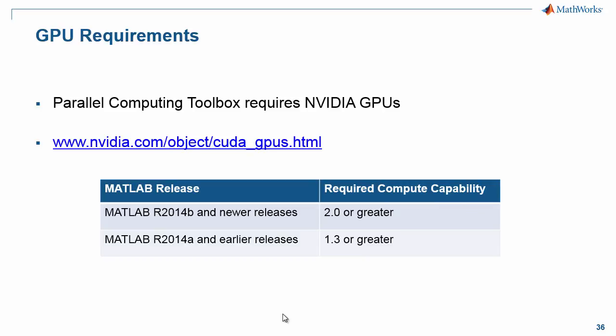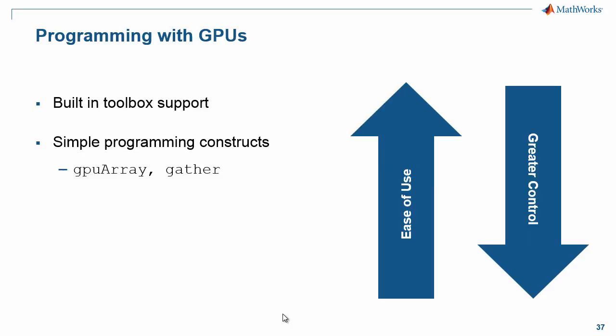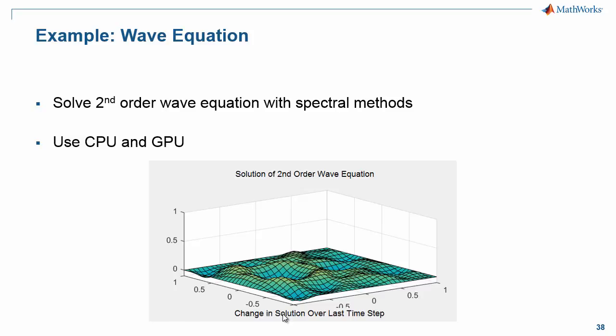The MATLAB Parallel Computing Toolbox supports NVIDIA GPUs with, as of R2014B, compute capability 2.0 or greater. You can go to the NVIDIA website to see what GPUs meet this if you're looking to spec out a GPU. Just like earlier, there's built-in toolbox support for GPUs, but the most common way to use them is through the GPU array interface. So we're going to solve the second-order wave equation using spectral methods, and we're going to do it with both a CPU and a GPU.